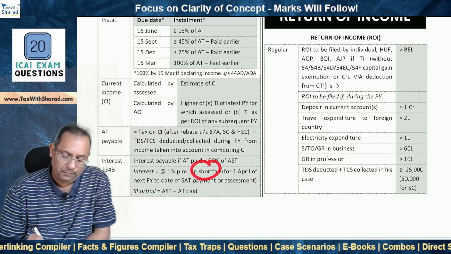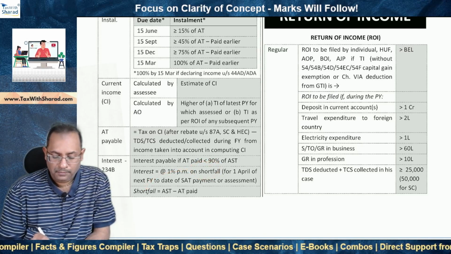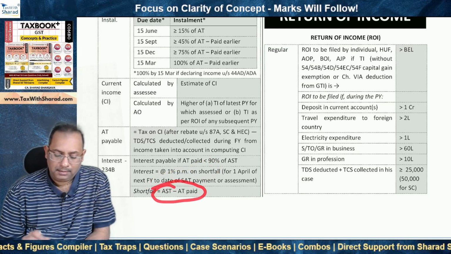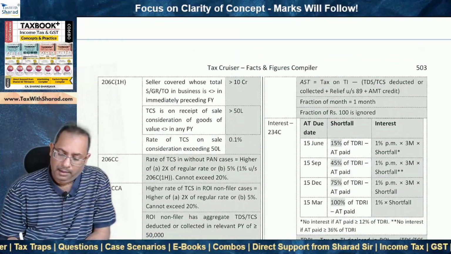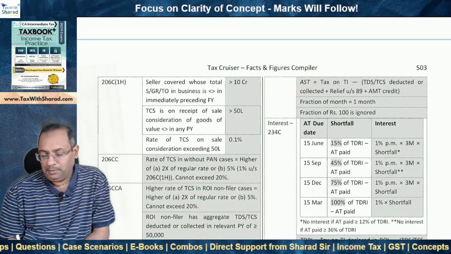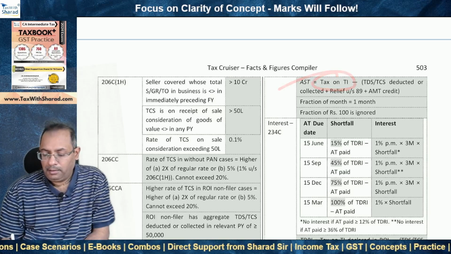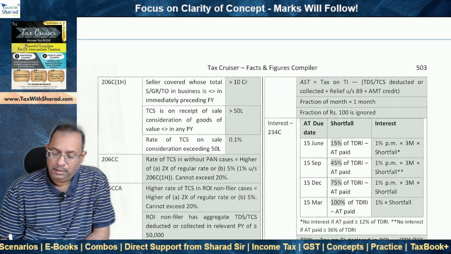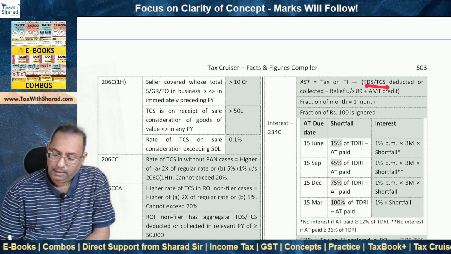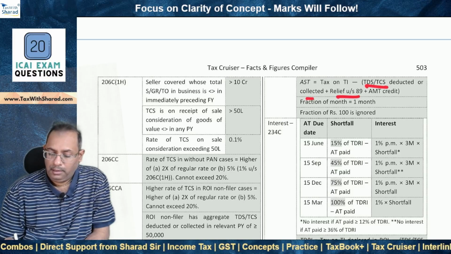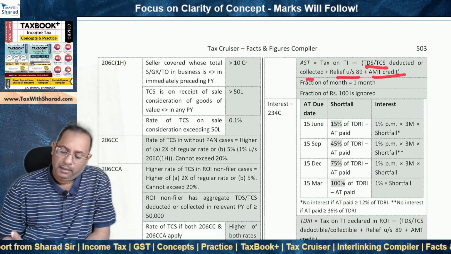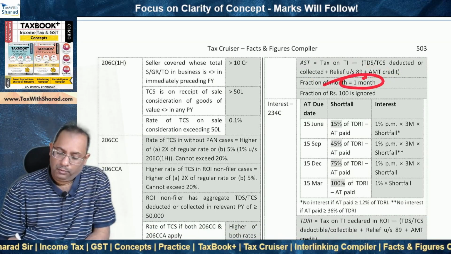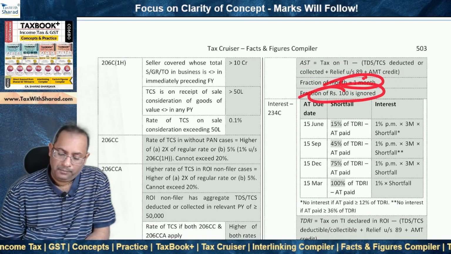And what is shortfall? Shortfall is the assessed tax minus advance tax paid. And what is assessed tax? Assessed tax is basically you compute tax on total income. From that, what is it that you deduct? You deduct TDS deducted or TCS collected, relief under section 89 and AMT credit. For computing interest, fraction of a month is equal to 1 month and fraction of rupees 100 is ignored.